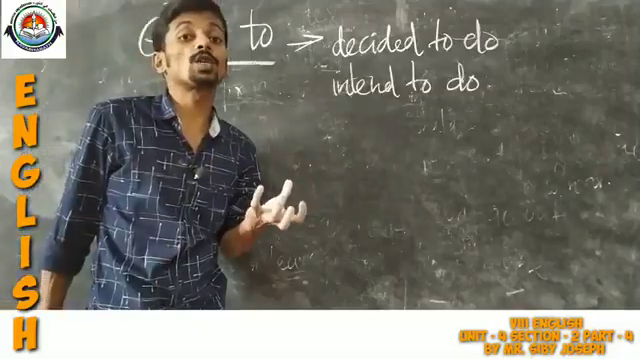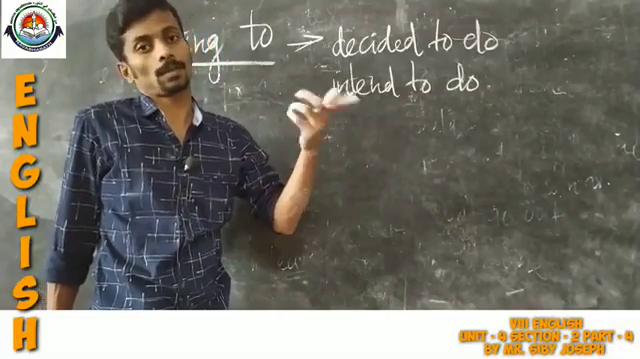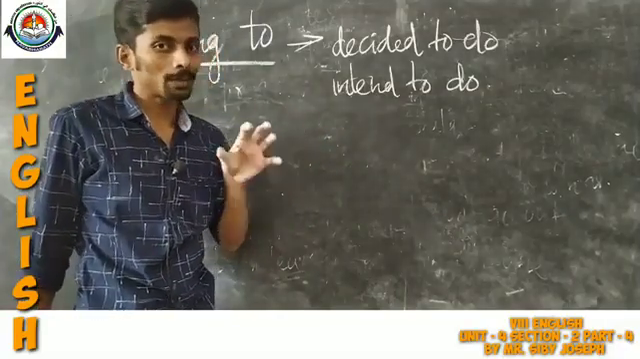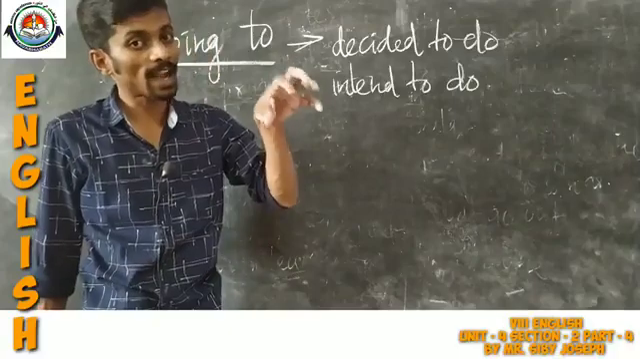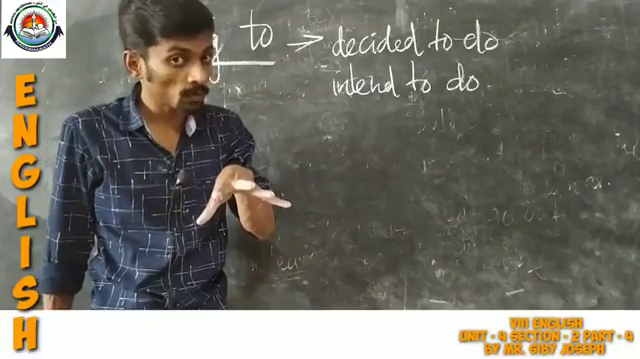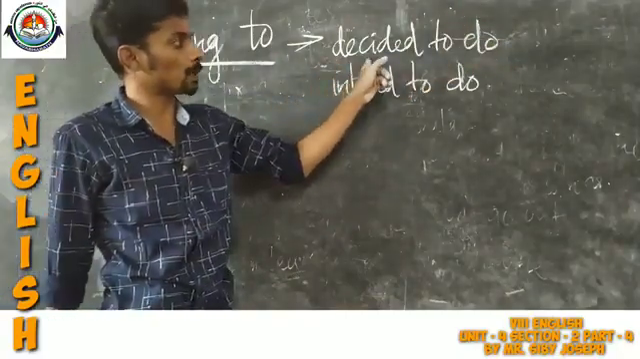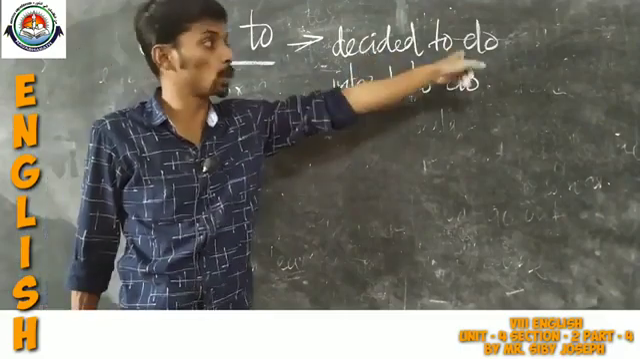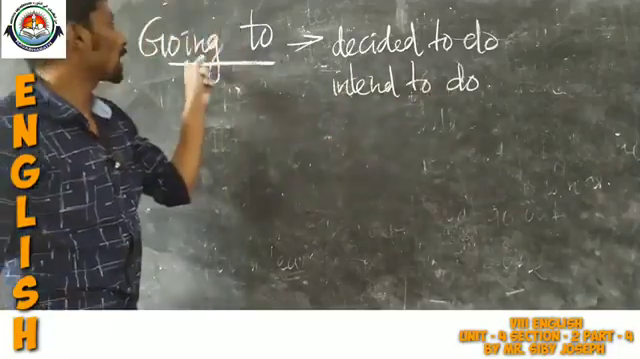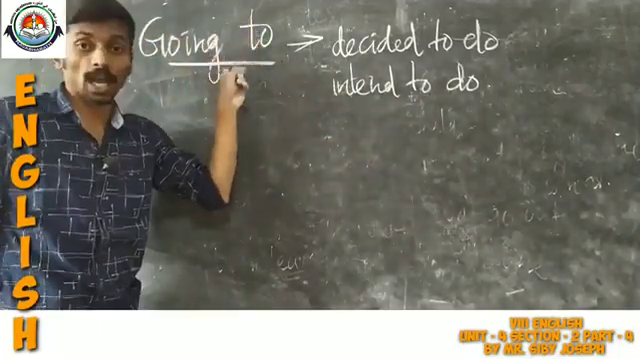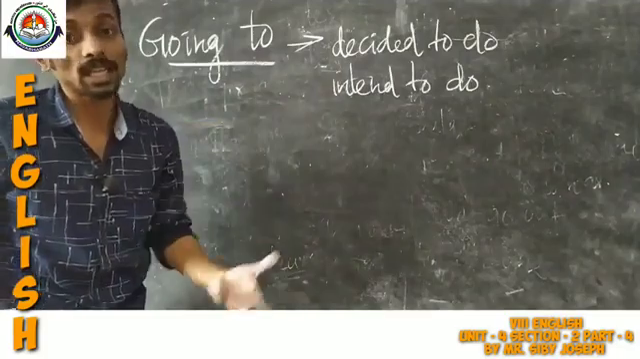Similarly, I am going to complete my English assignment before 6:30 p.m. tomorrow. That means I am intending, I am planning to complete my English assignment. That action has not happened so far, it is going to happen. So when we are speaking about an action that we have decided to do or an action we are intending to do, we can use going to, and on such occasions this going to takes a future meaning.